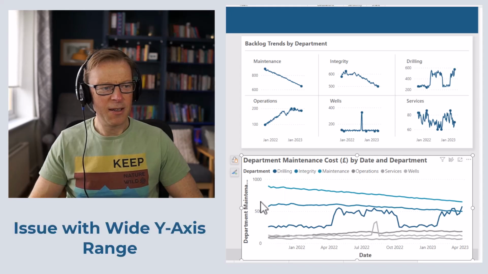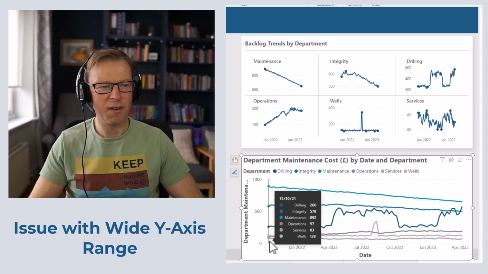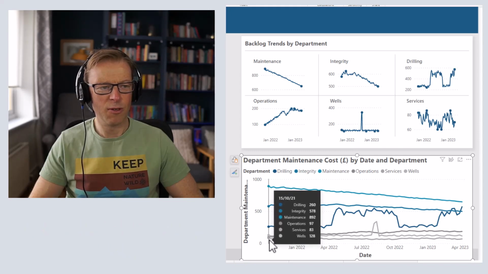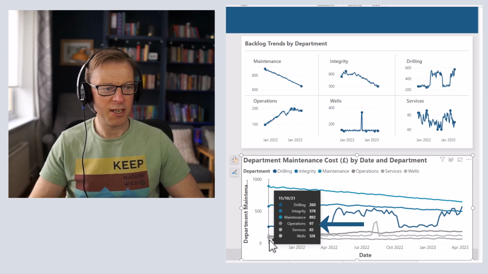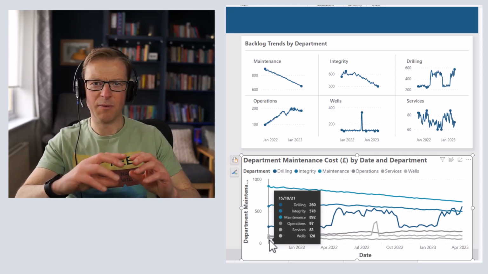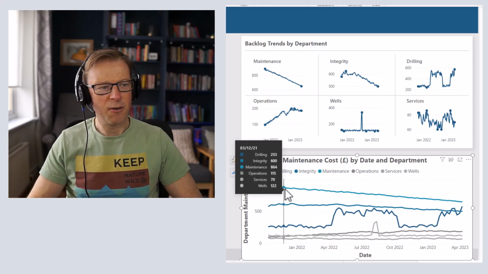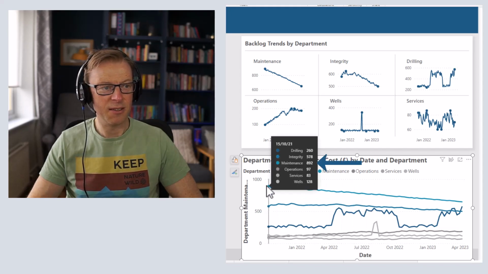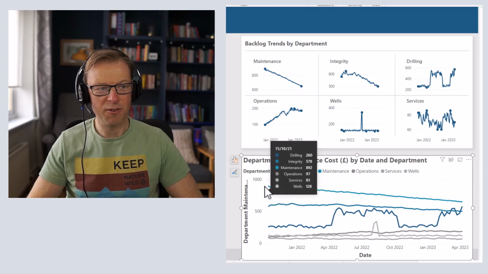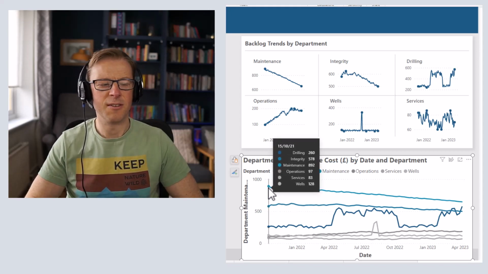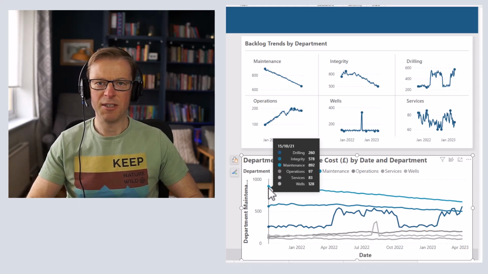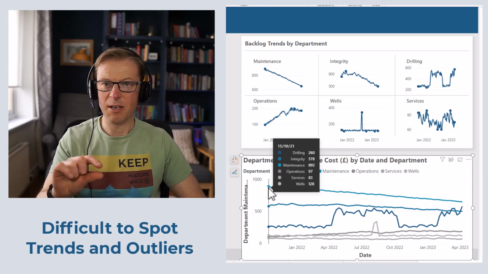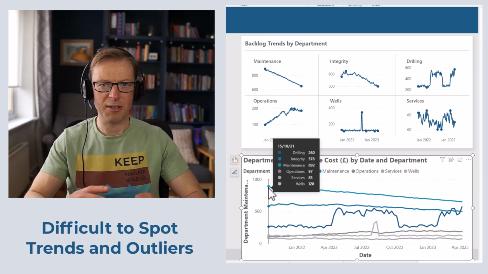First of all, the axis here can often be a bit of an issue. We can see here we've got a range of different values, from low double figures. Our operations and services are 97 and 93, typically the double figures and low hundreds. But they're also in the same range here as maintenance and integrity, which are in the mid 500s and even up to the high hundreds, almost at 1,000. And that can make it really difficult to see those low values and to identify trends and perhaps outliers for that particular category.